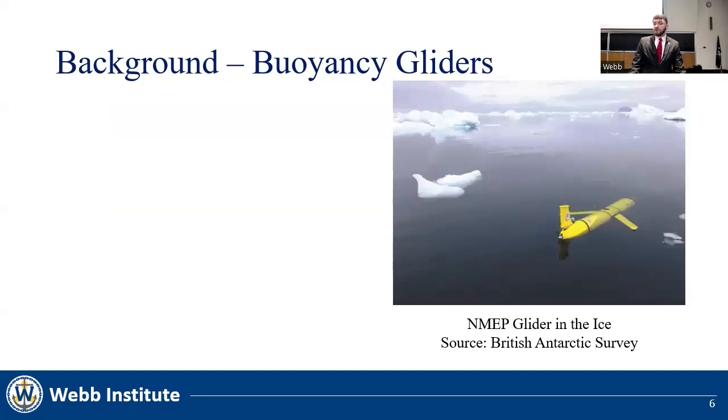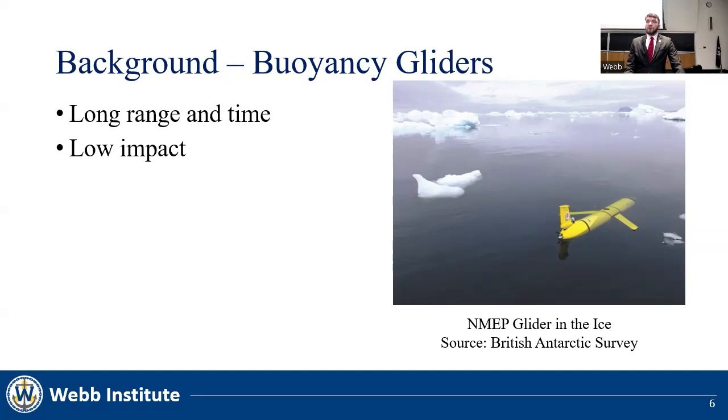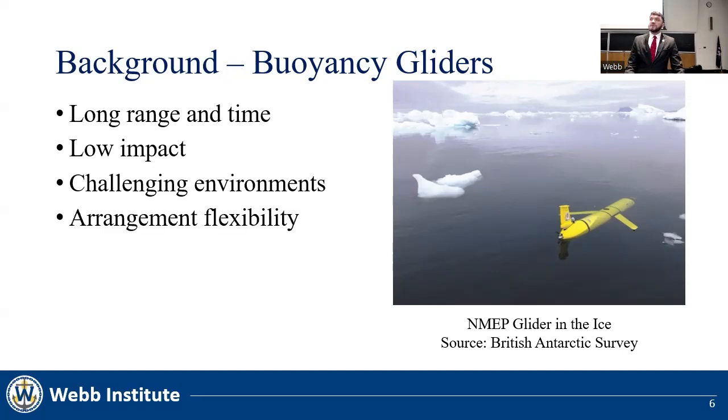Now, knowing a bit more about gliders, you may ask, why are they of any interest? Buoyancy gliders can be deployed over long ranges and extended periods of time due to their energy efficiency. Because they have no propeller and glide at speeds of around 2 meters per second, they have a low disturbance on the surrounding environments. Also, they are especially well suited for challenging environments where larger vessels or human divers cannot access. Their flexible payload and sensors allow them to be used for a wide range of applications, and they can collect data on water properties, the surrounding environments, or marine biology. For these reasons, buoyancy gliders are used for a wide range of data collection applications across the globe.